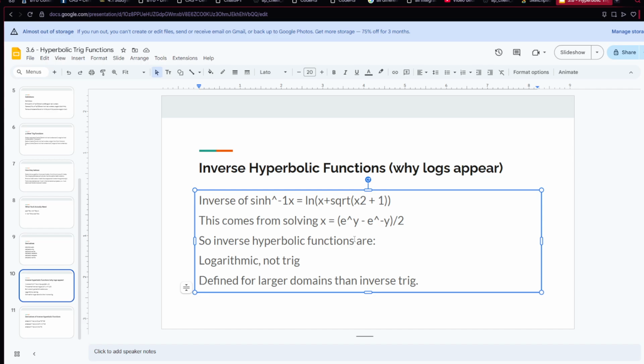So inverse hyperbolic functions are logarithmic, not trigonometric. So again, it doesn't have any signs in there, so that's pretty smart as well. Defined for larger domains than inverse trig, because inverse trig only returns a value of, well, depending on which inverse trig function you use, it definitely has less of a domain than the inverse trig function. So yeah, except for tangent, I believe.